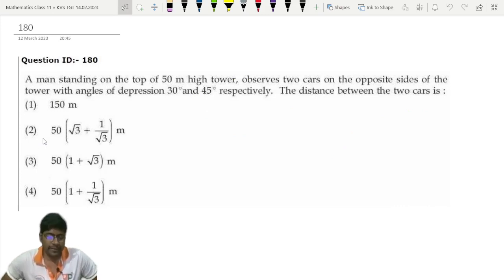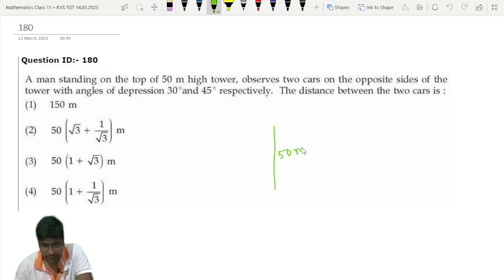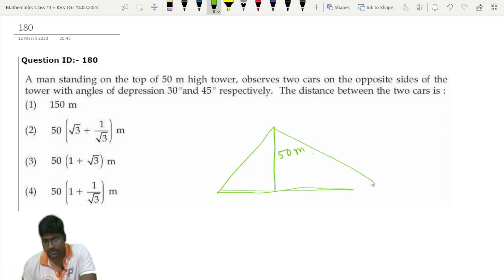Now question number 180. A man standing on the top of a 50-meter high tower observes two cars on the opposite sides of the tower with angles of depression 30 degree and 45 degree respectively. Okay, angle of depression is 45 degree and 30 degree, and this is 50 meter. So both sides two cars are there. One side it is 45 degree and one side it is 30 degree.